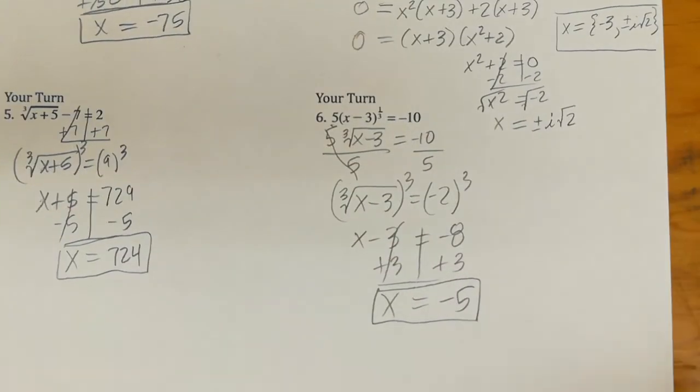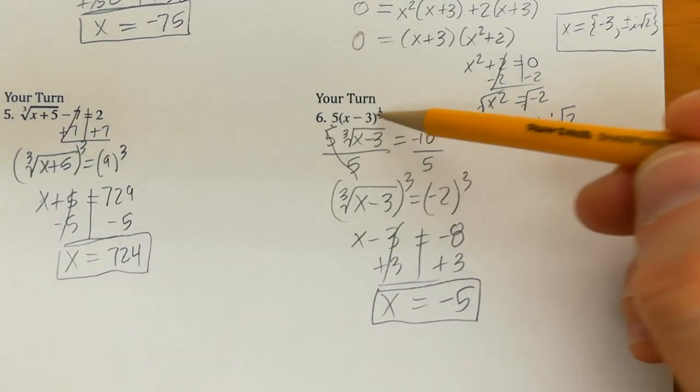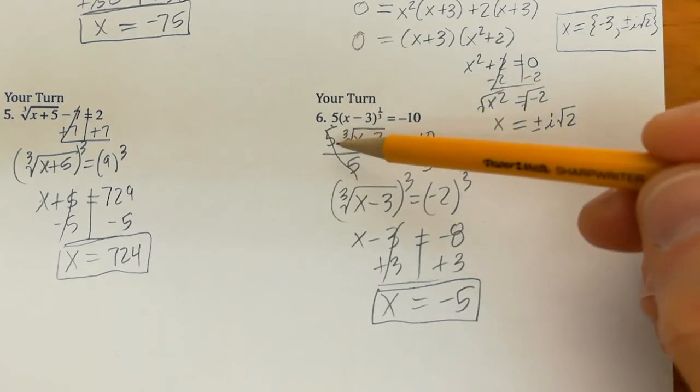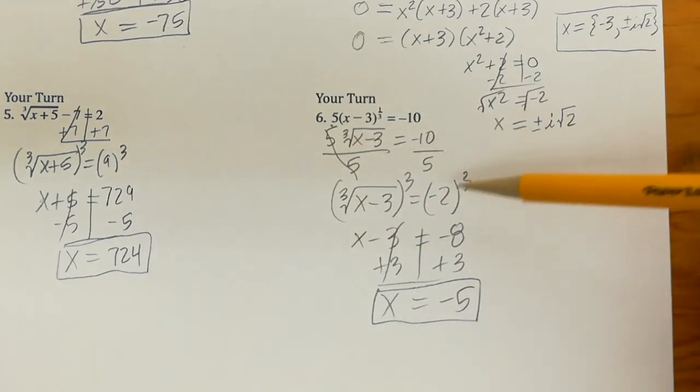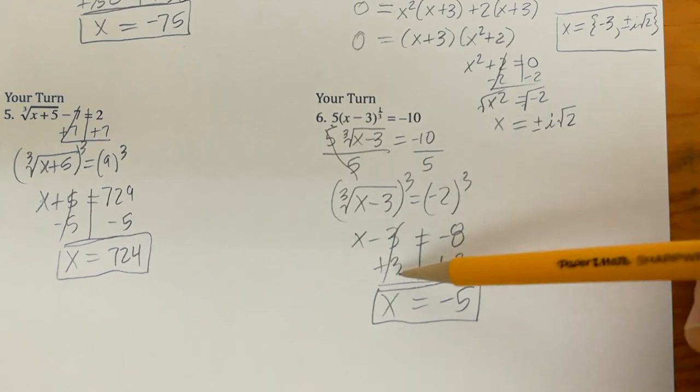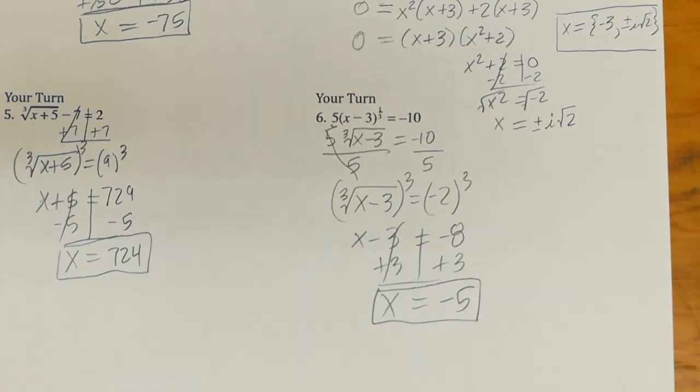Number 6, I just changed this to a cube root. Don't have to do that, but that's my preference. Divide both sides by 5, and then cube both sides, get rid of the cube root, and we end up with x minus 3 equals negative 8, and then add 3 to both sides, get negative 5. All right.